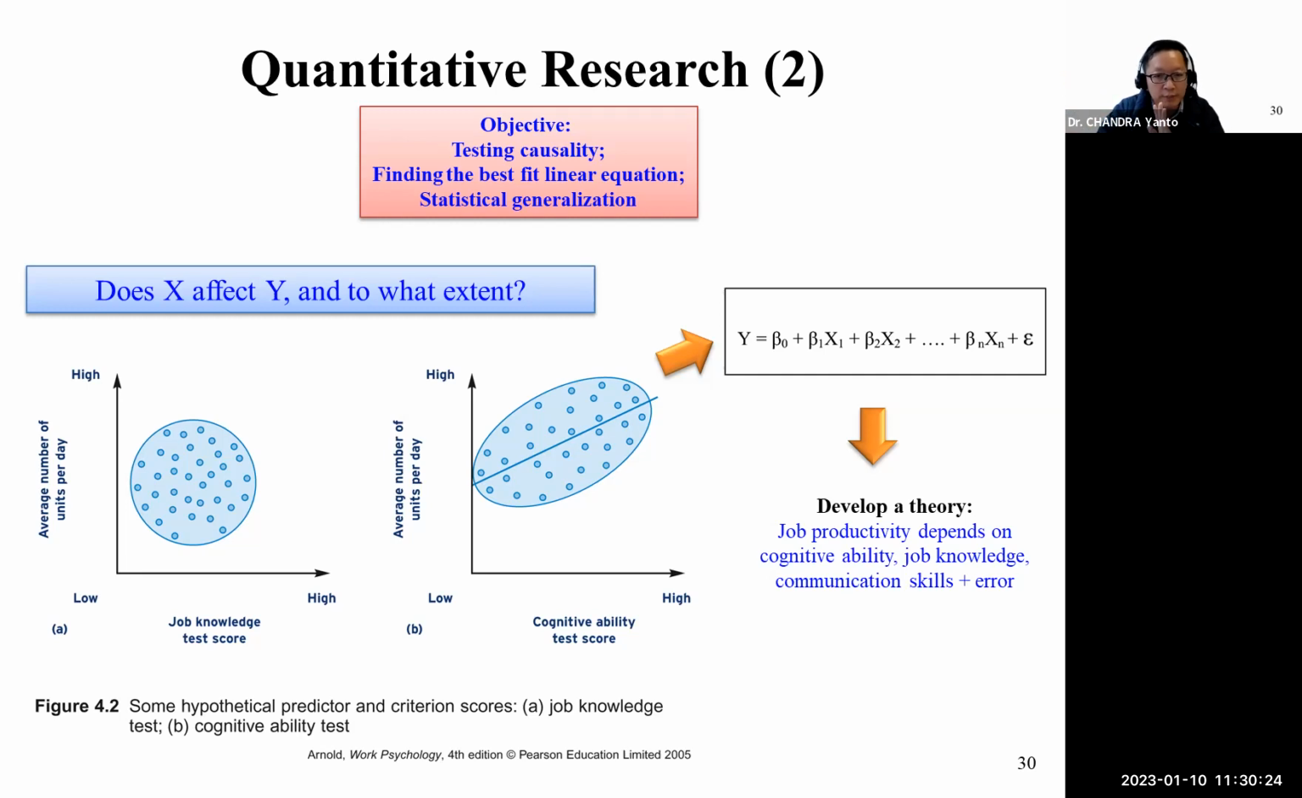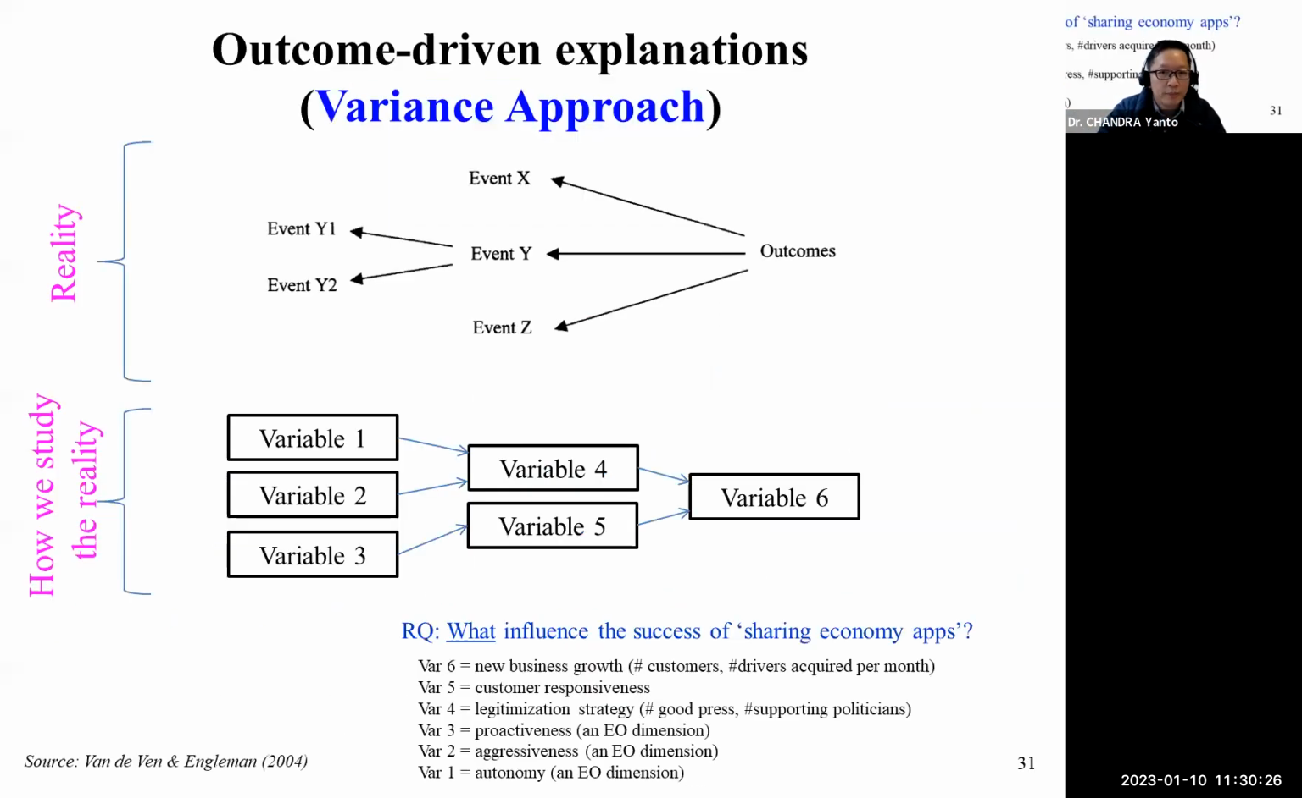I'm going to give you a very simple explanation to understand it. So the deductive approach or the positivist approach is also called the variance approach, right? So you want to understand the outcome. For example, why do people perform very well in their job? Why are some companies very profitable? These are called the outcomes.